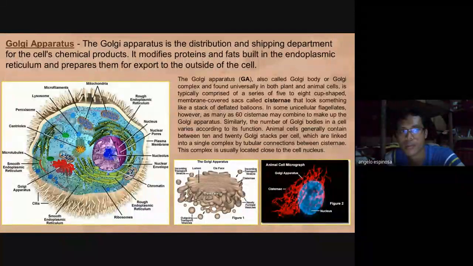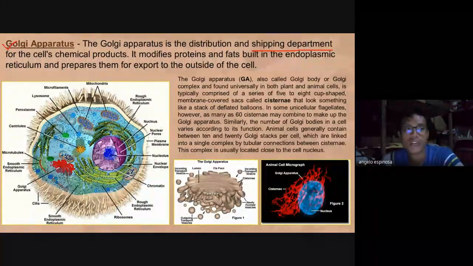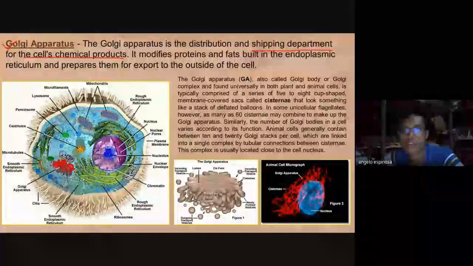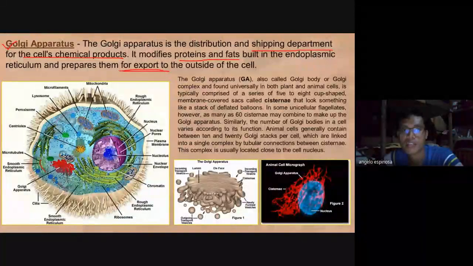And we also have the Golgi apparatus, no? Golgi apparatus, the distribution and shipping department, no? Siya yung shipping department. Kumbaga sa company, siya yung shipping department. Doon siya yung nagpapalabas, nagka-travel. For the cell's chemical products, no, it modifies proteins, minamodify niya yung proteins and fats built in the endoplasmic reticulum and prepares them for export. Ibig sabihin, sila yung nasa labas na, nasa storage to the outside of the cell.